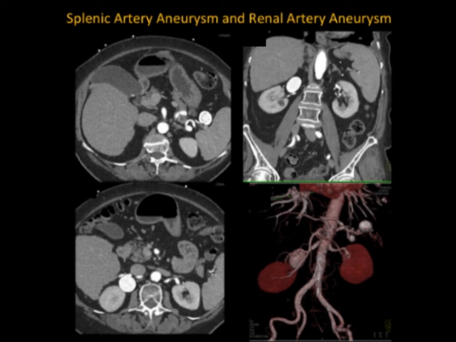But as I scan down the patient, you can now see that there's a large right renal artery aneurysm, very nicely shown in this example. So this patient has splenic artery as well as renal artery aneurysms. It's very important to recognize and look for multiple aneurysms.